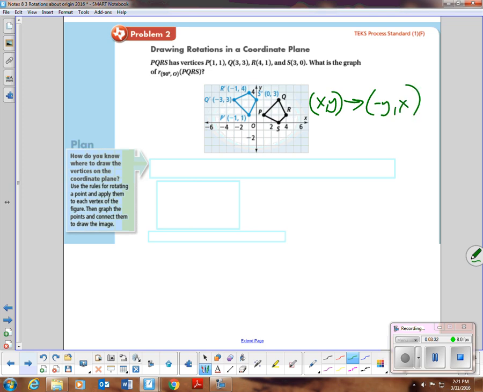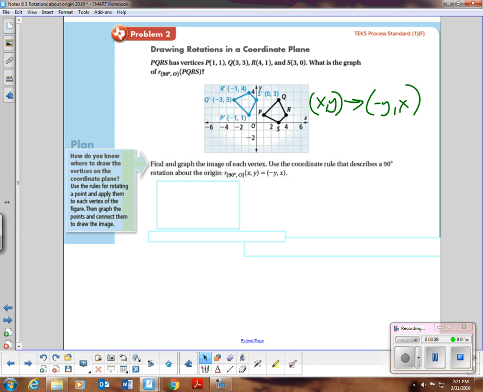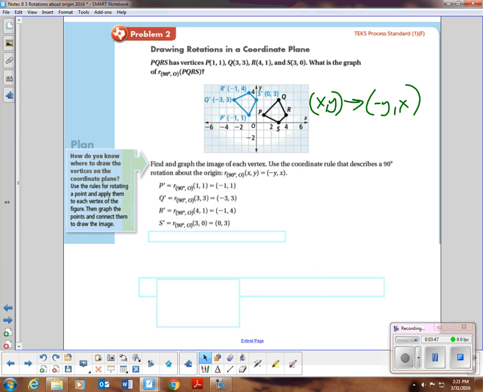And there's an interesting reason why that is, and you can ask me about that in class and we can discuss it a little bit. I'll show you where it comes from. All right, and so we find and graph the image of each vertex, using the coordinate rules that describe a 90-degree rotation, and so then we make those changes. So negative y, x. So the 1 becomes the front, so negative 1, and then the 1 moves to the back. And so then we have all our points changed, and we just regraph those points.